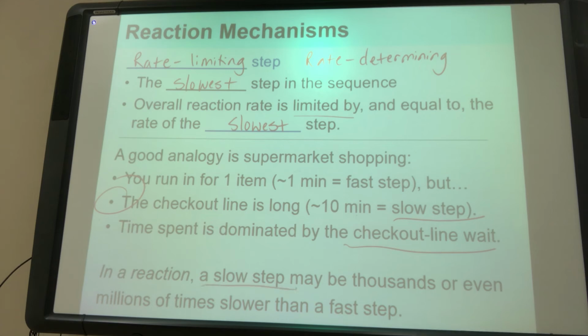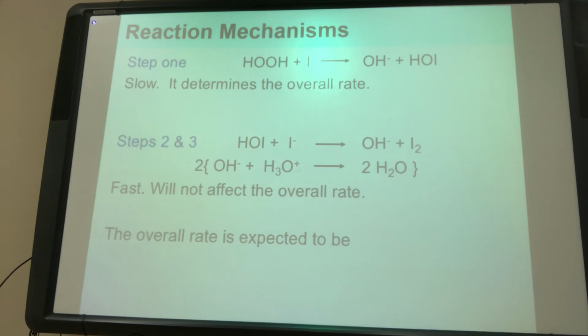In a reaction, my slow step could be thousands or even a million times slower than the fast step. So my fast step could be like boom, boom, boom. But my slow step could be really, really slow. This is why some reactions are really slow from an overall standpoint, even though they might get going from the get-go. So let's look at this. Here's my reaction. Step one was my slow one, so this determines the overall rate. The other two steps were fast, so they do not affect it at all.